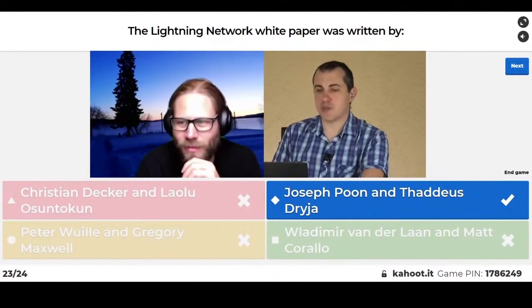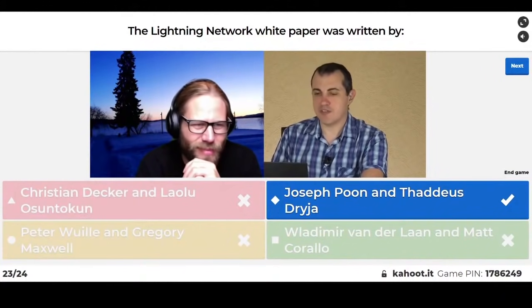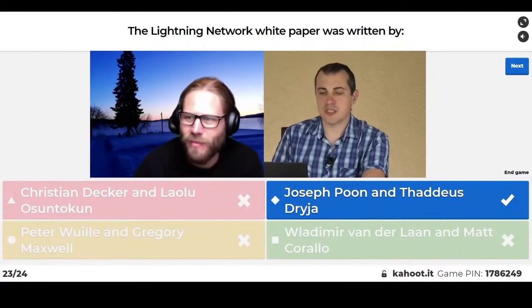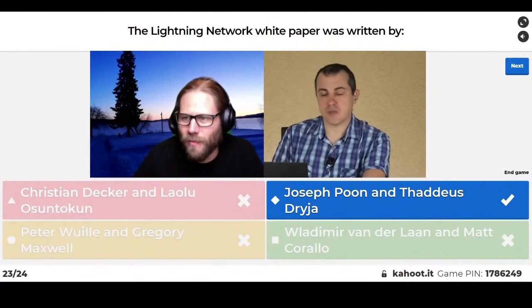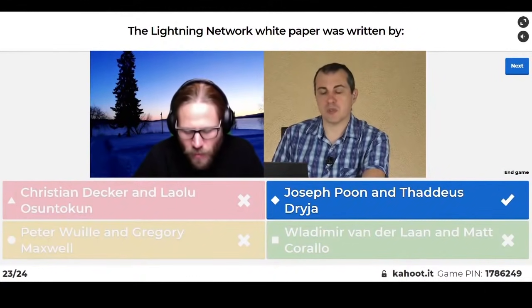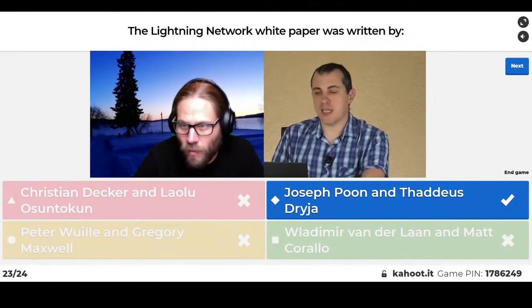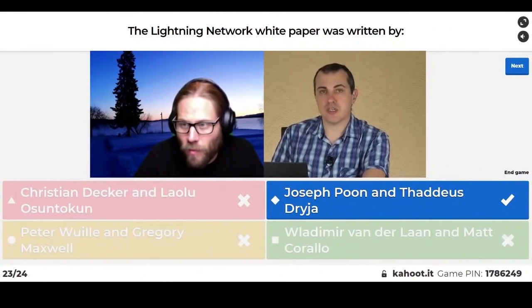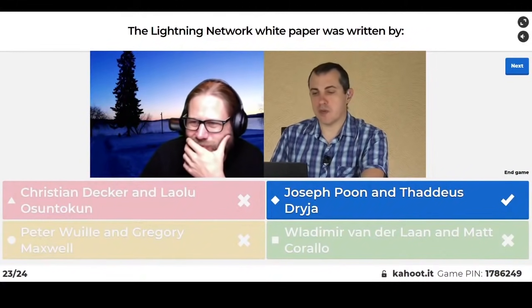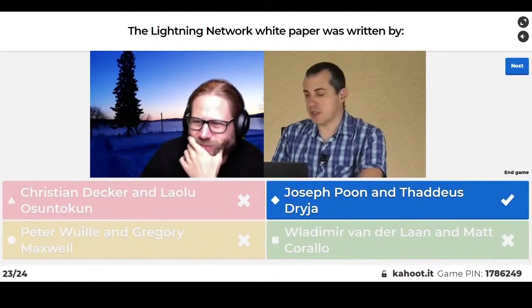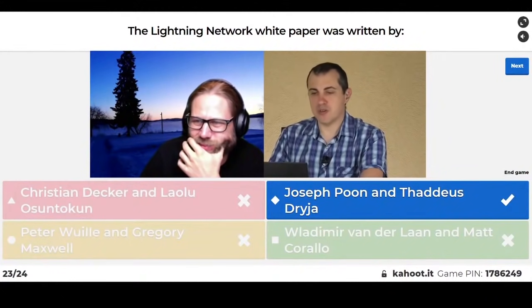Pieter Wuille and Gregory Maxwell are well-known veteran core developers and recognized as some of the most skilled people in Bitcoin Core. Wladimir van der Laan and Matt Corallo. Wladimir van der Laan is the maintainer of Bitcoin Core, and Matt Corallo has done an enormous amount of work, including not least on Bitcoin relay protocols between miners and a number of other networking related infrastructure in Bitcoin. So some very well-known names and prolific developers here.